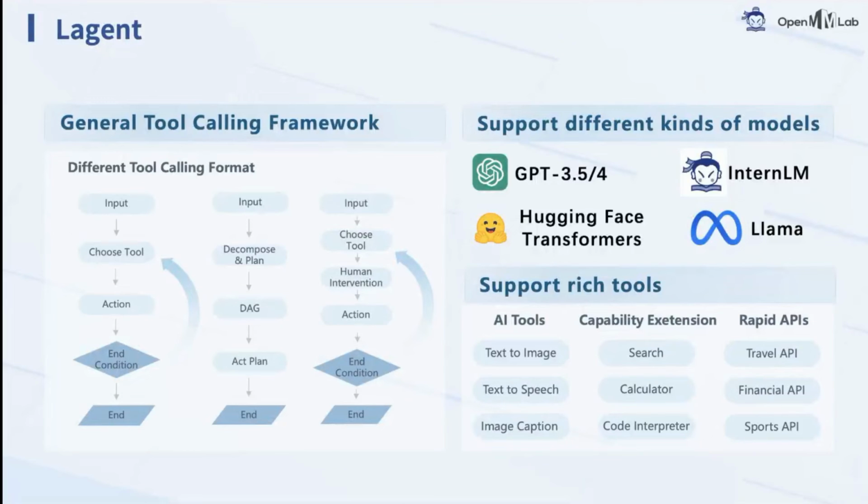It also supports different kinds of models, including closed source models like GPT-4 and GPT-3.5. It also supports many open source models, including Llama and InternLM, and all the transformers supported in Hugging Face Transformers. It also supports many tools like the AI tools supported in Agent Lego, or the search or calculator tools. We call these capability extensions supported in Lagent. It can also call thousands of RapidAPIs. These APIs are already supported in ToolBench.